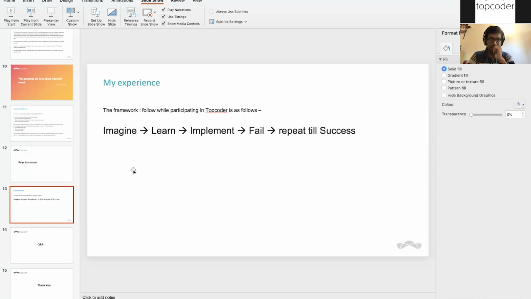So that's my pipeline. And if you ask about the pipeline from a data science perspective, it's very simple. Go to the internet, do an sklearn search, scikit-learn, and use their pipeline. I do not have any pipeline or framework written which I reuse in every competition, because every competition has its own flavor, its own essence. So I give merit to every competition as per its own essence. The actual framework I follow is this: imagine, learn, implement, and fail till I succeed.